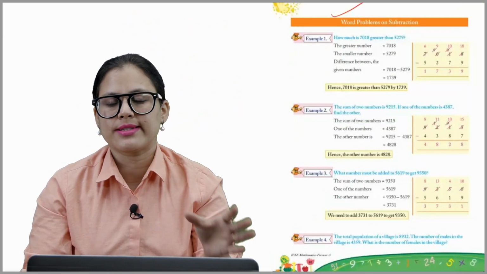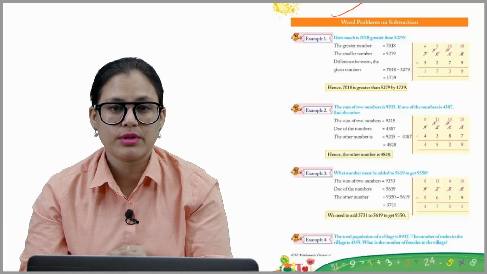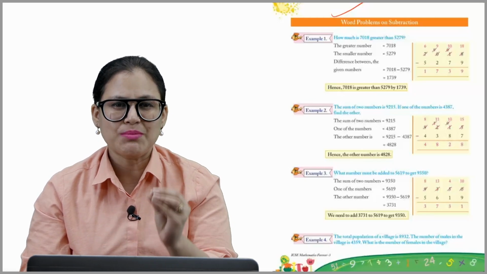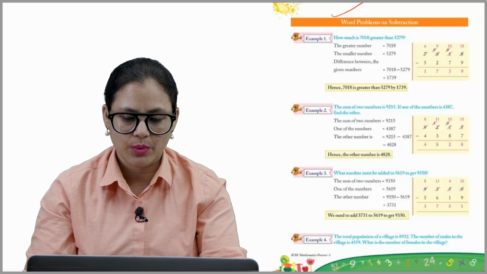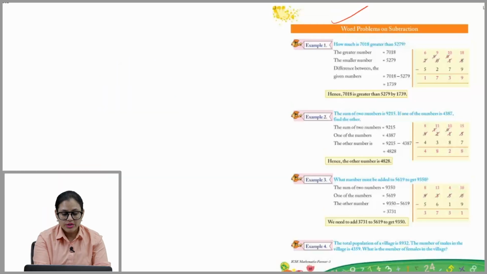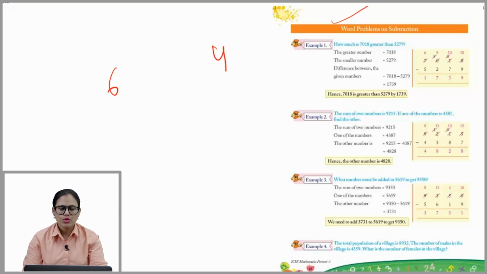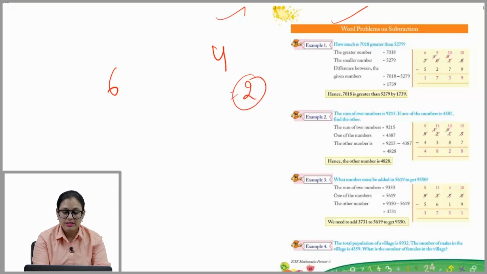Word problems on subtraction. How much is 7018 greater than 5279? Let's take a small and very simple example. How much is 6 greater than 4? So you will simply say, 6 is 2 more than 4. Or we can get this answer by subtracting these two numbers. We will subtract 4 from 6.